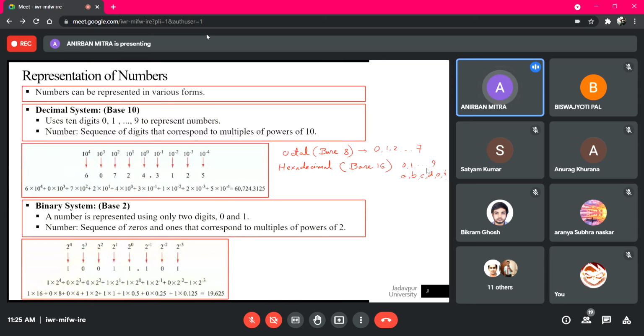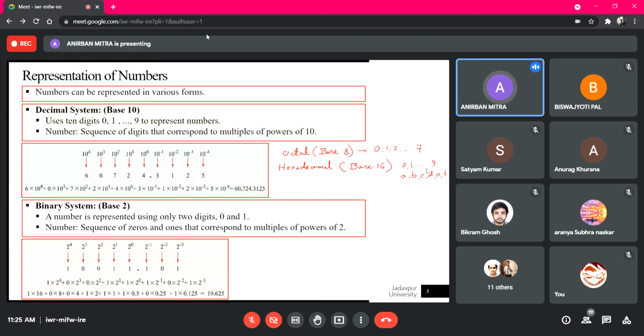What about the fractional part? Here we have negative exponents. So 2 to the power minus 1, 2 to the power minus 2, like that. Here also we add up those positions where the ones are present. So 2 to the power minus 1 plus 2 to the power minus 3.